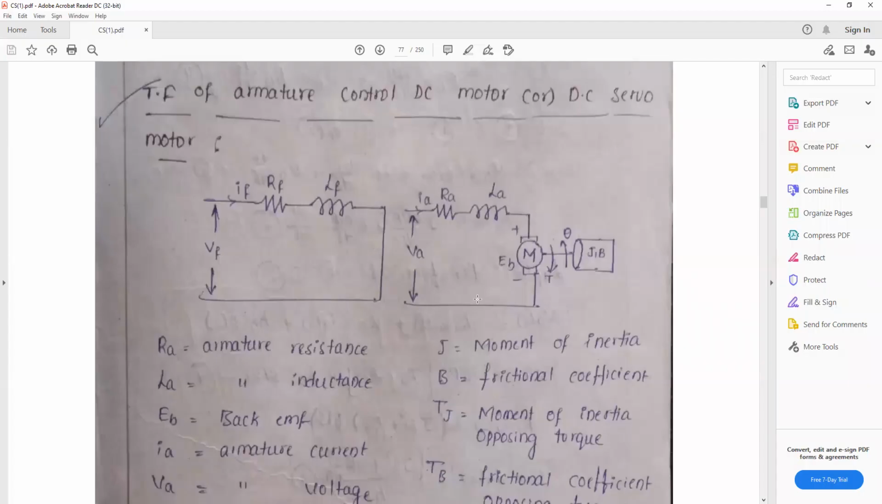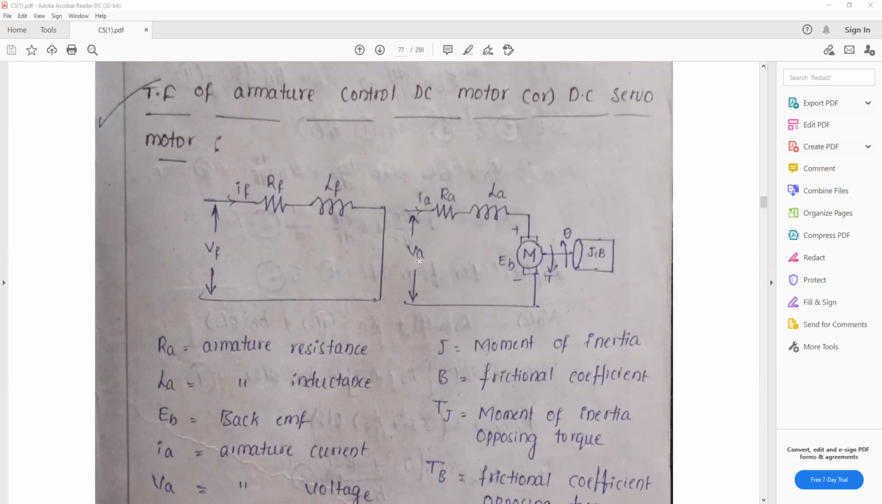So the transfer function of armature controlled DC motor, or DC servo motor. First, in a DC motor there are two windings: the armature winding and the field winding. So this is the armature controlled DC motor.